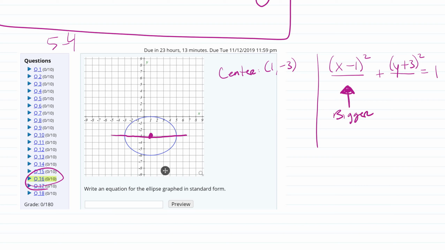So now we just need to count. From our center we go over 1, 2, 3, 4 units. So that means this value here is 16. Our value for a is 4, and that's where we get the 16. Our value for b is 1, 2, 3, and that gives us a 9 underneath the y value. And that's it. That's all there is to it.